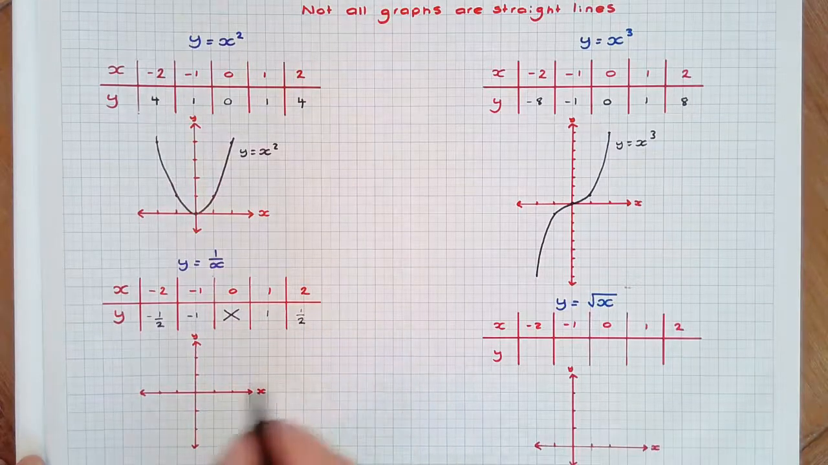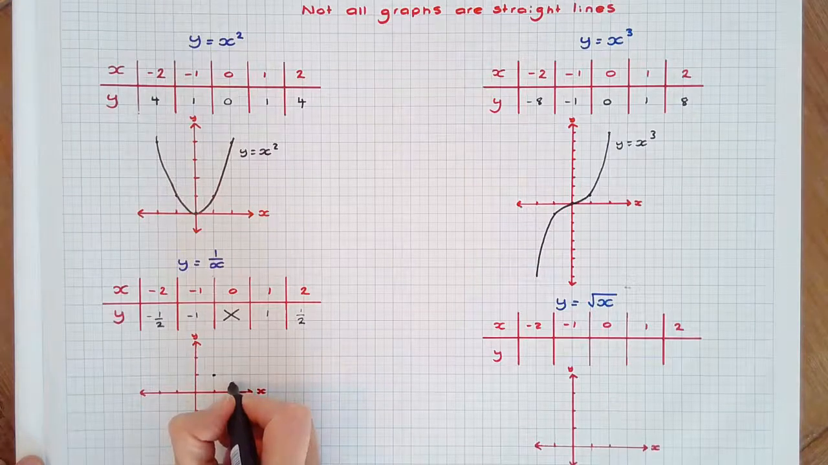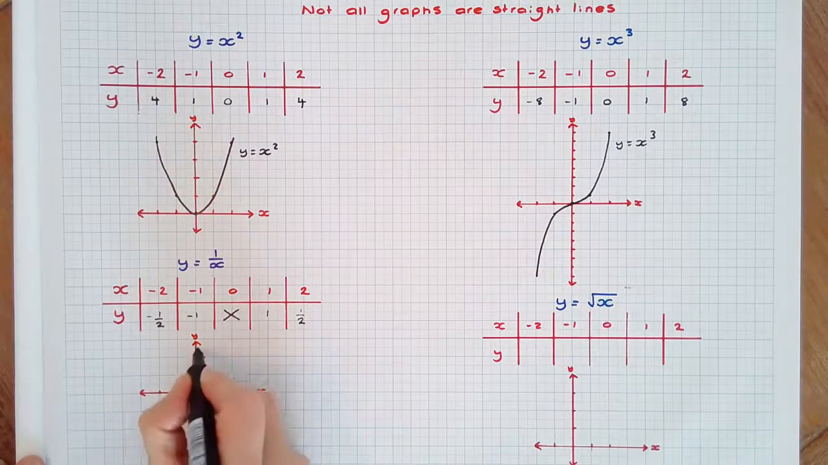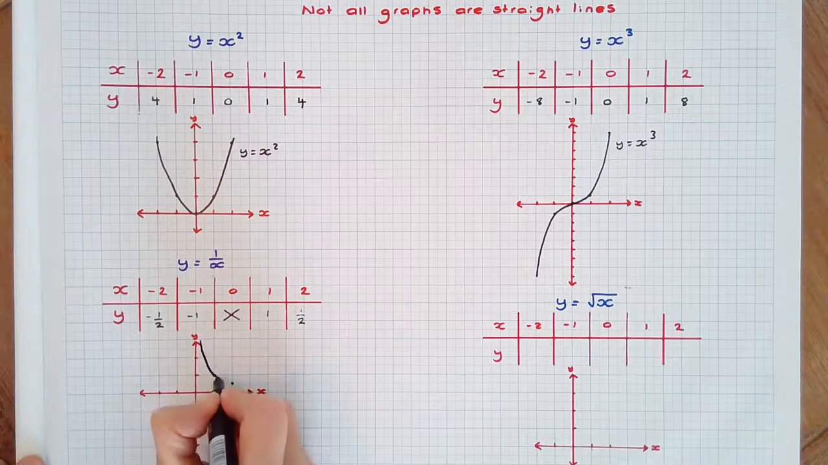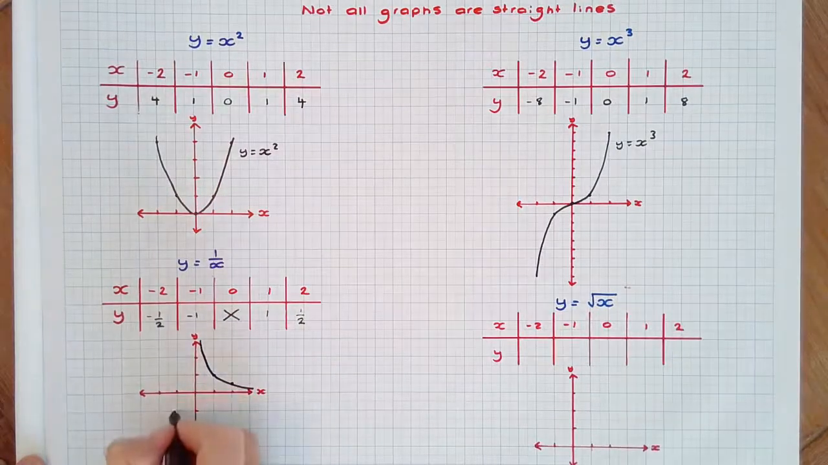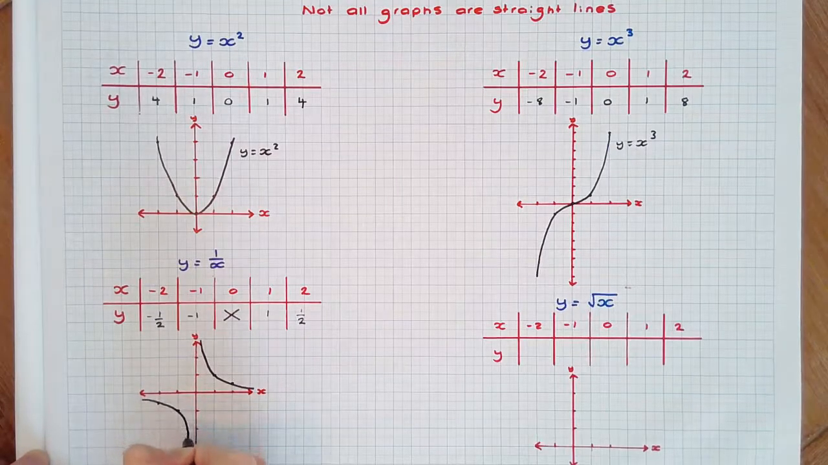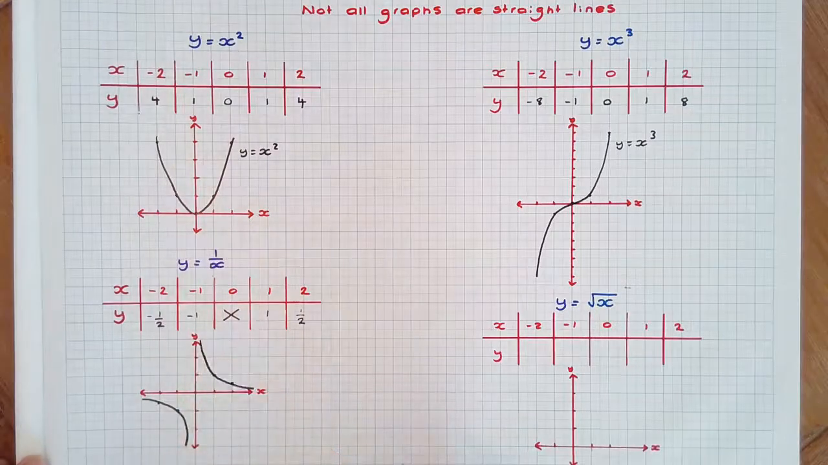Now plotting this very basically, when x equals 2, y equals 1/2. Now we don't seem to have enough points here, so let's think about, well, when x is 1/2, 1 divided by 1/2 is 2. So we get this graph that looks like this shape, and it never exists where x equals 0.